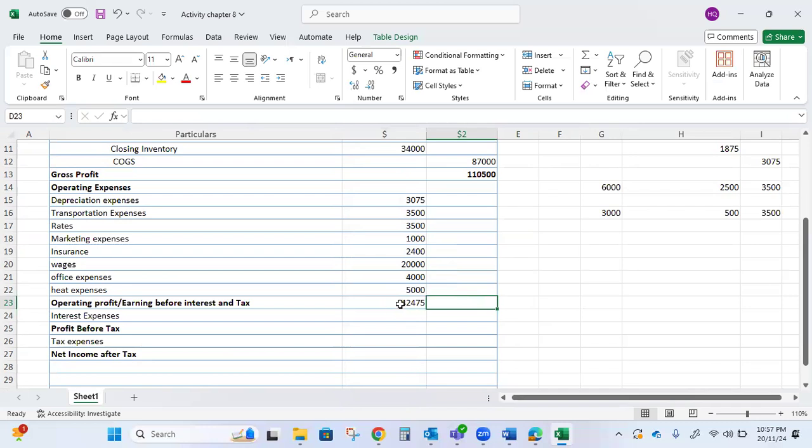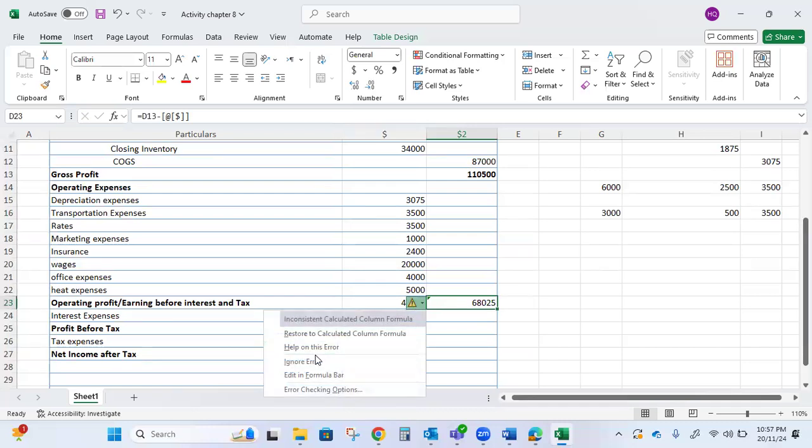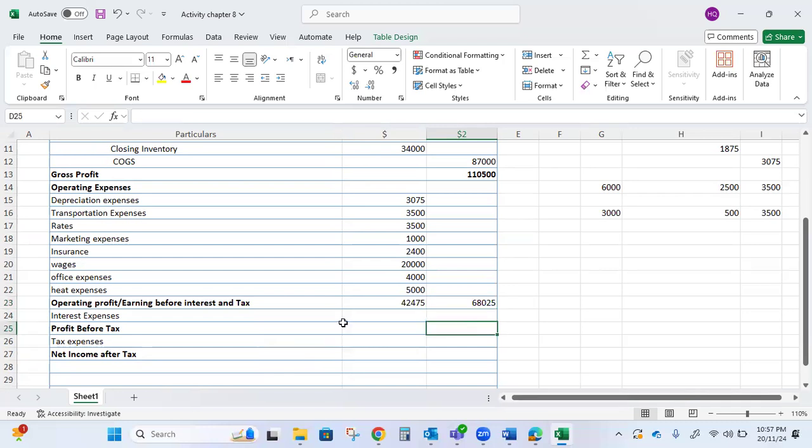Operating profit you want to calculate. The gross profit minus operating expense will be giving you operating profit. So is equal to gross profit minus total operating expenses. So very easy. 68,025 pounds will be your operating profit. So one more information is left: interest expense.